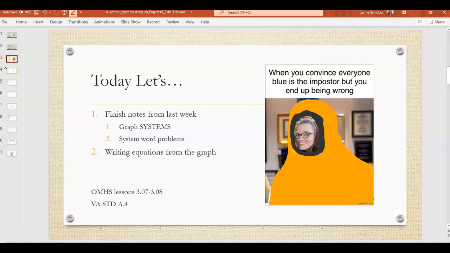Today we're going to finish our notes from last week. I just want to review those two questions that I kind of, not really, assigned for homework. And then we're going to work on writing equations from a graph.